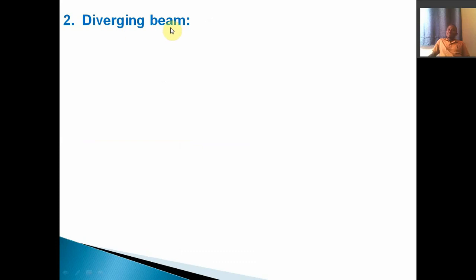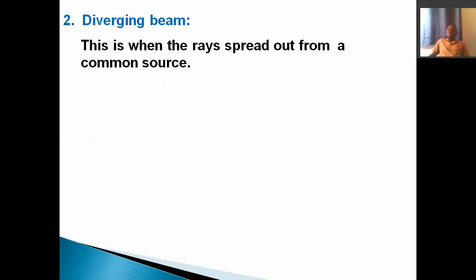Let's look at the second one. We have the diverging beam. Diverging. Please, these spellings are not so familiar to you. I want you to always pause the screen. Don't just watch this like a movie. Pause the screen and spell these words and let them stick in your brains.